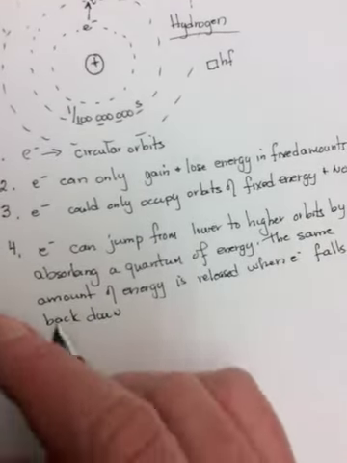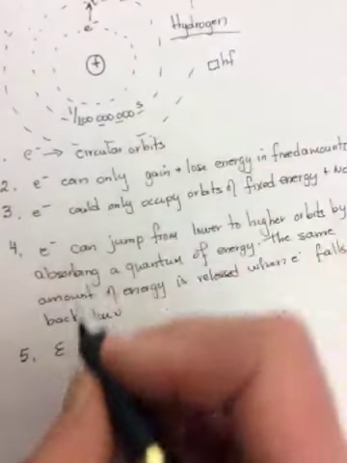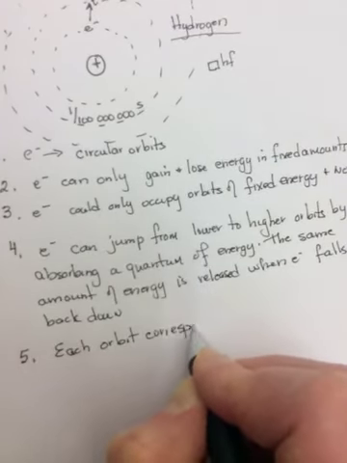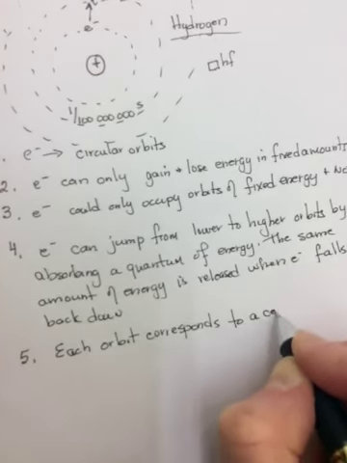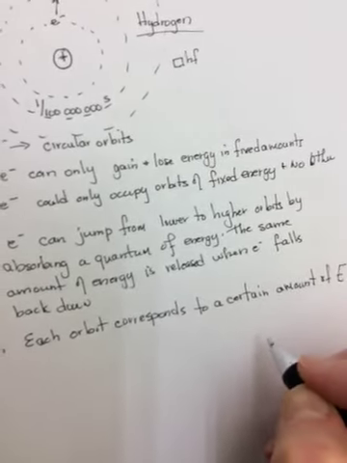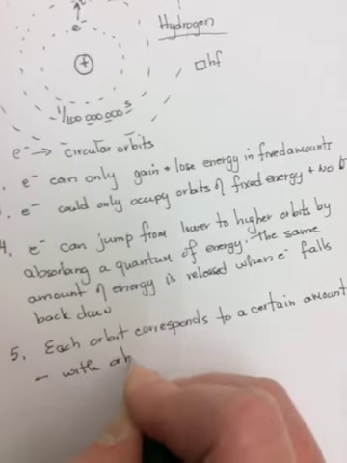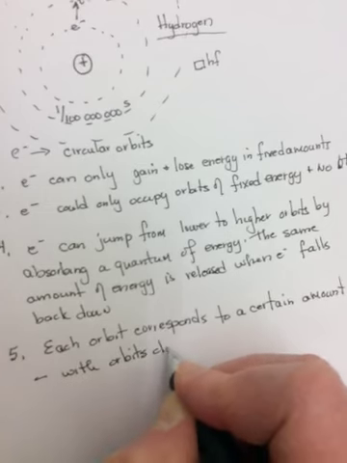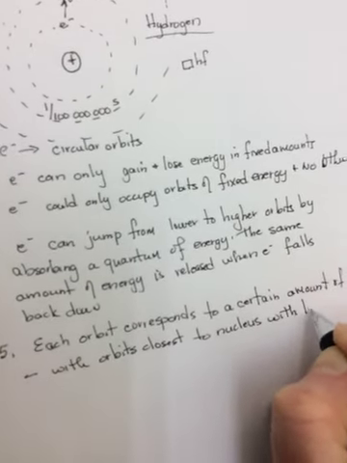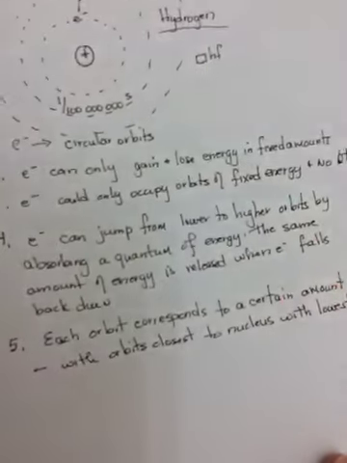His fifth assumption is that each orbit corresponds to a certain amount of energy. So each of these orbits that I've drawn up here corresponds to a certain amount of energy, with the orbit closest to the nucleus having the lowest energy. The one next to the nucleus would have the lowest energy, and then as you go up, the energy would get higher and higher.